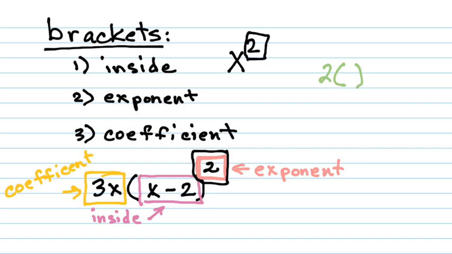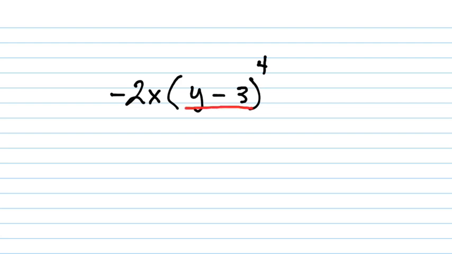Now, let's do another one. All I want you to do is label or tell me what the three parts are. So let's say I have negative 2x, bracket, y minus 3, close the bracket, here. Okay? So, the first part of every bracket we look for is where? Inside. And what is the inside of this bracket? Just the y minus 3. Excellent. So y minus 3 is the inside, right?